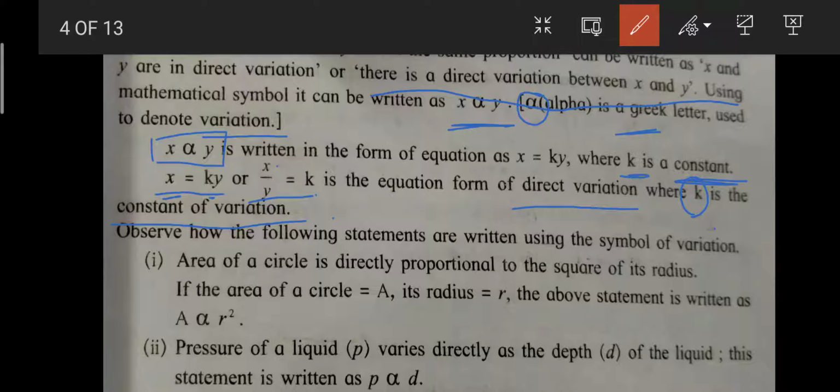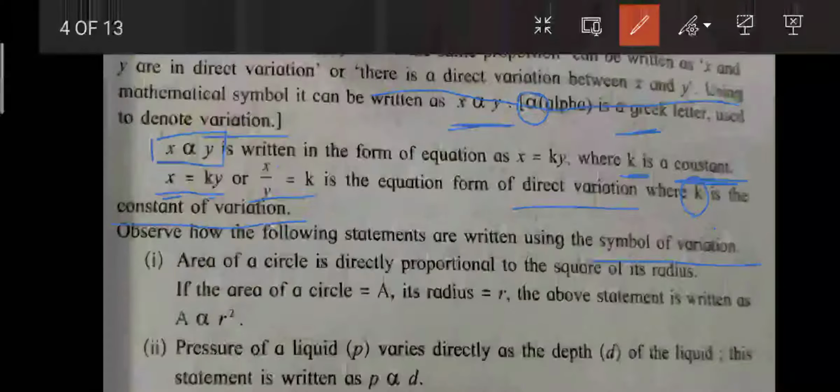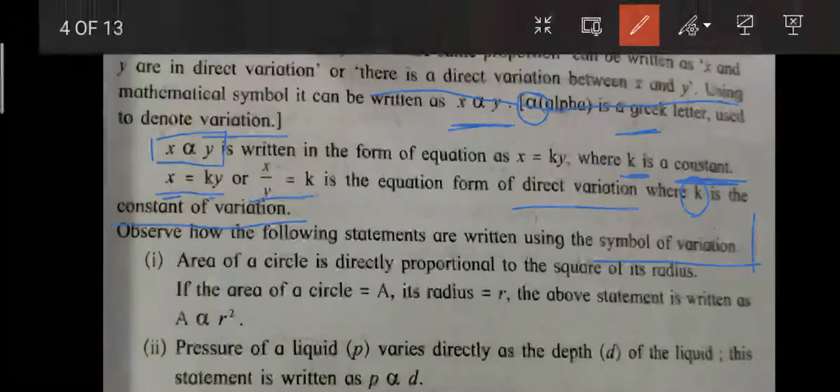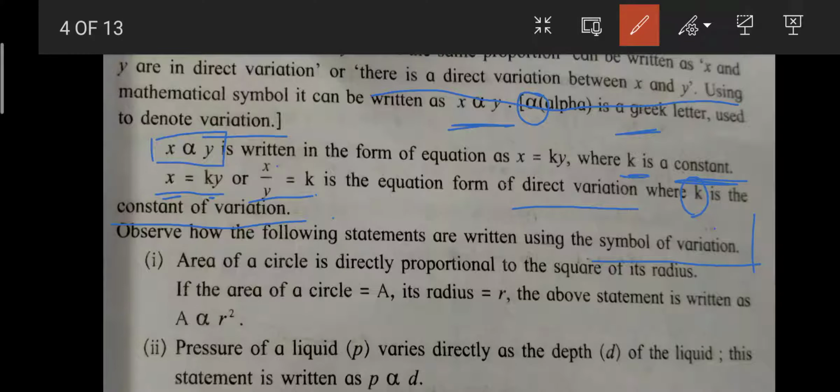Now observe how the following statements are written by using the symbols of variation. Now students, here you will be given sentences and you have to write them in a symbolical way. Like ONE, we write ONE as number 1. So it will be given in the same way. You will be given a sentence and you have to write it in a symbolic way.